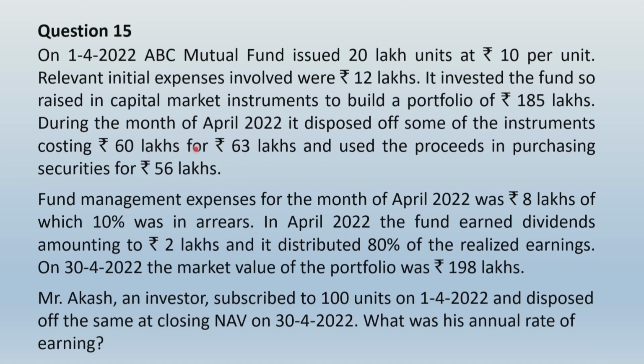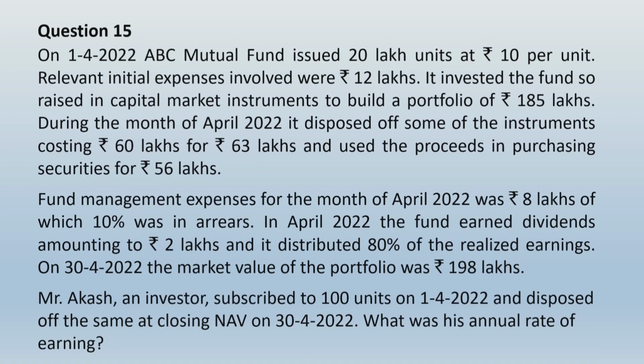Then some investments which were costing rupees 60 lakhs were sold for 63 lakhs and new investments were made at 56 lakhs. So with this, you have to keep track of two things: the value of investments at its cost and the market value, and the cash balance that is there with the mutual fund. Because in order to compute the net asset value, you need to know the total assets in the hands of the fund and the outstandings and other liabilities related to that fund, so that you arrive at the net asset value. Once you get the NAV as on 30th April 2022, after considering all this, then we will pinpoint the case of this particular investor and determine the annual rate of earnings for this investor.